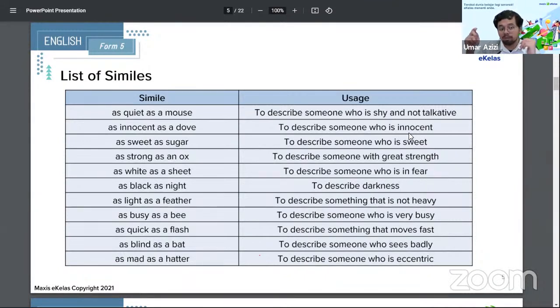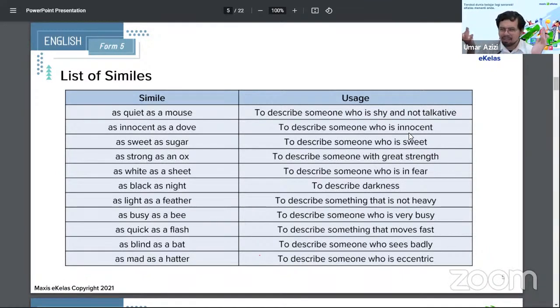Now, it may not be as light as a feather, but for you, it is, feeling-wise, as light as how you imagine a feather would feel. As busy as a bee, because bees buzz everywhere, to describe someone who is very busy. As quick as a flash. So how fast is a flash? A flash of lightning, to describe something that moves very fast.